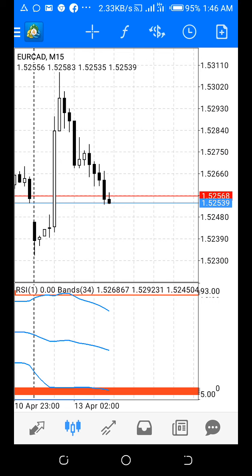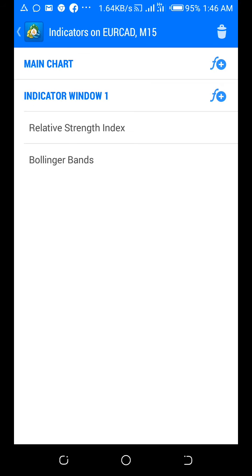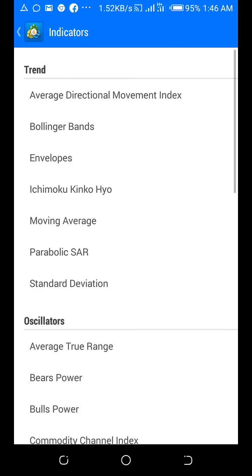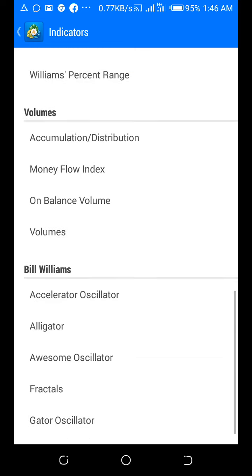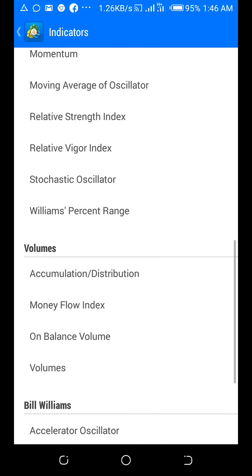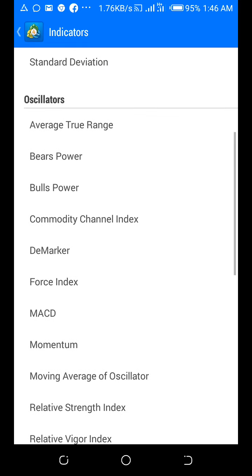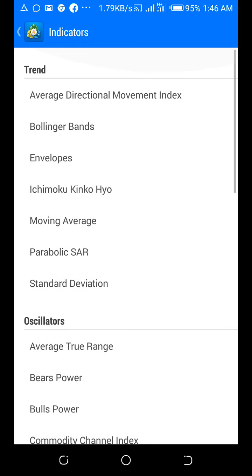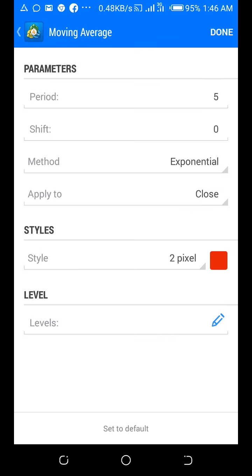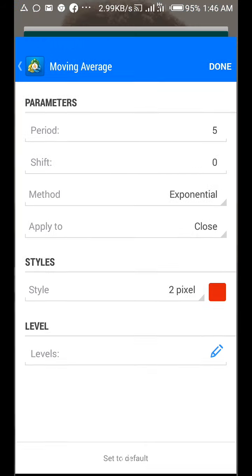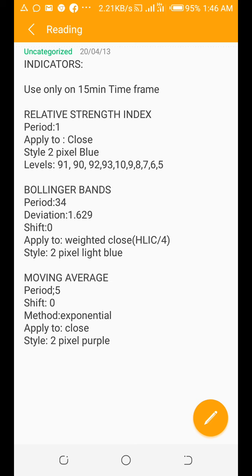So what we are dealing with is the indicators window, like the second place. So we have moving average. After pressing here, let me look for my moving average. Moving average alone. Okay, this moving average, I have my period. It's set to be 5. You see, period 5, shift 0, method exponential, apply to close, style 2 pixel, and then we have purple.